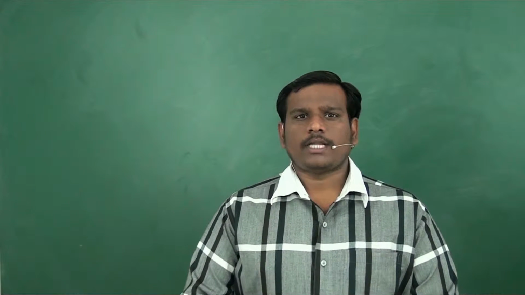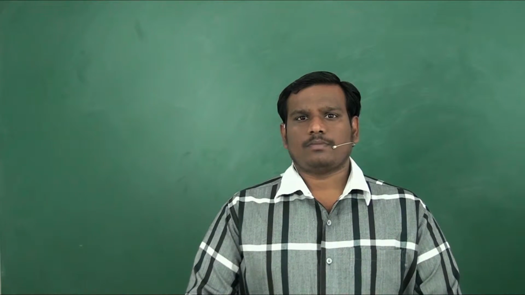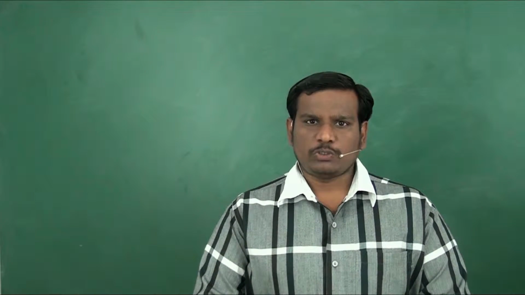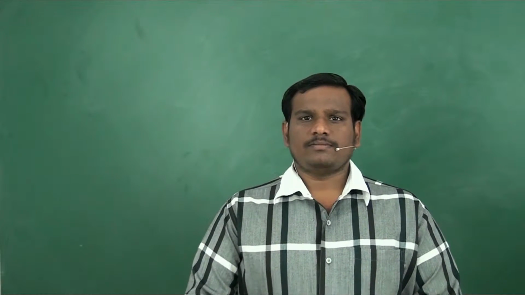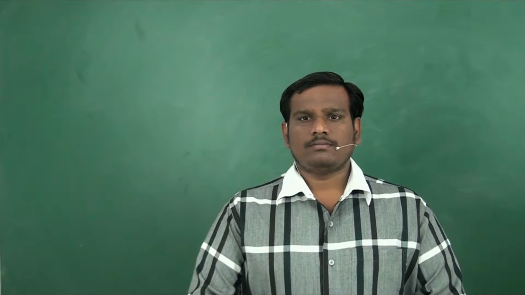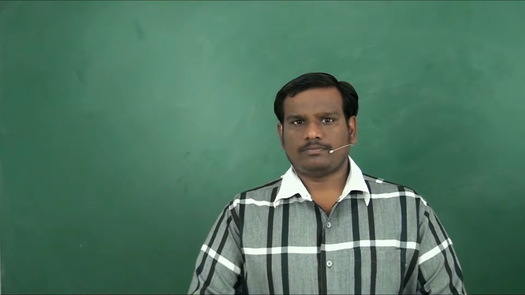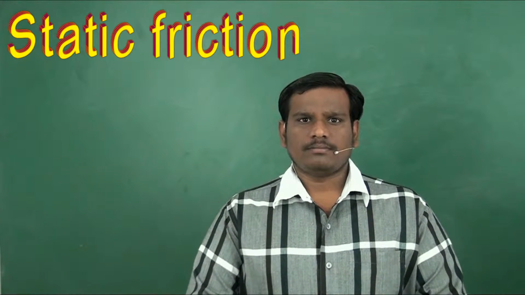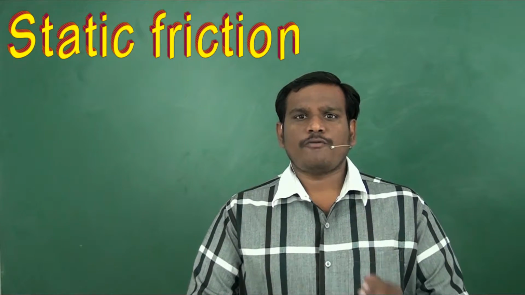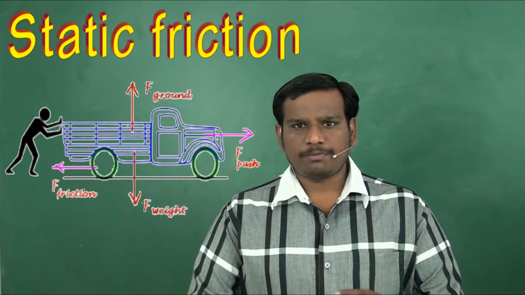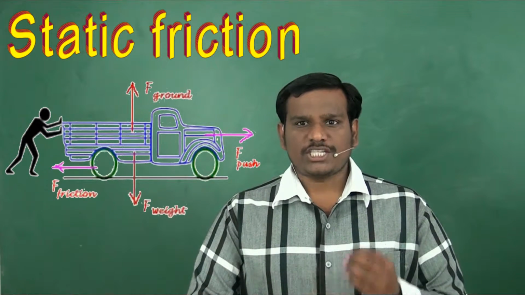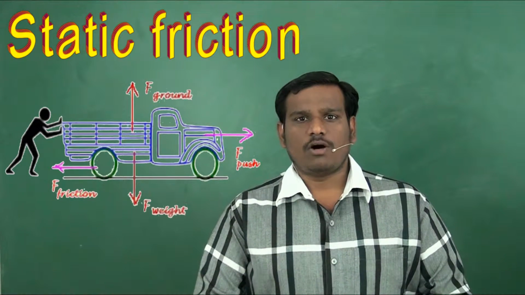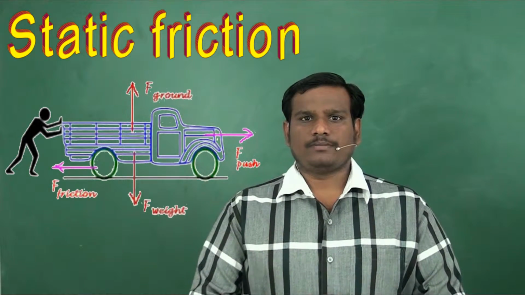Next topic, types of friction. Frictions are mainly three types: static friction, kinetic friction, and rolling friction. What is static friction? Static friction means the force of friction that keeps a body stationary against an applied force is called static friction.